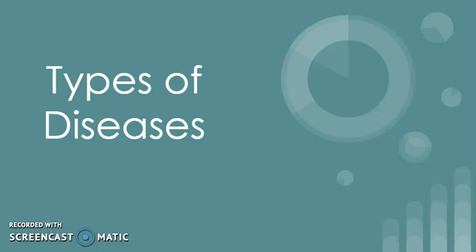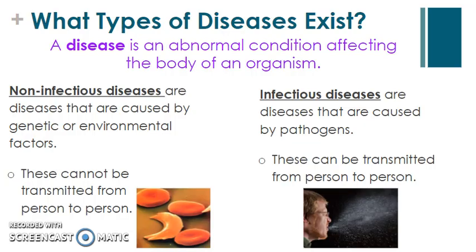As we continue our journey looking at organisms, we're also going to look at how organisms, especially humans, don't always maintain homeostasis. They don't always stay healthy. And part of the reason for not being able to stay healthy is a variety of types of diseases. So we're going to break these diseases down and look at two different types of diseases.